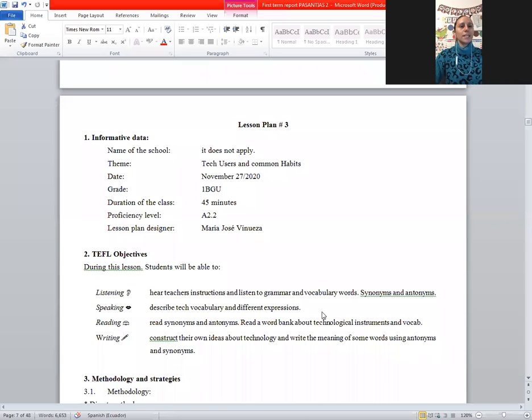So now we are going to look through lesson plan number 3. This is lesson plan 3. And as informative data, we have the school name, which doesn't apply. The theme for this lesson plan is going to be tech users and common habits.